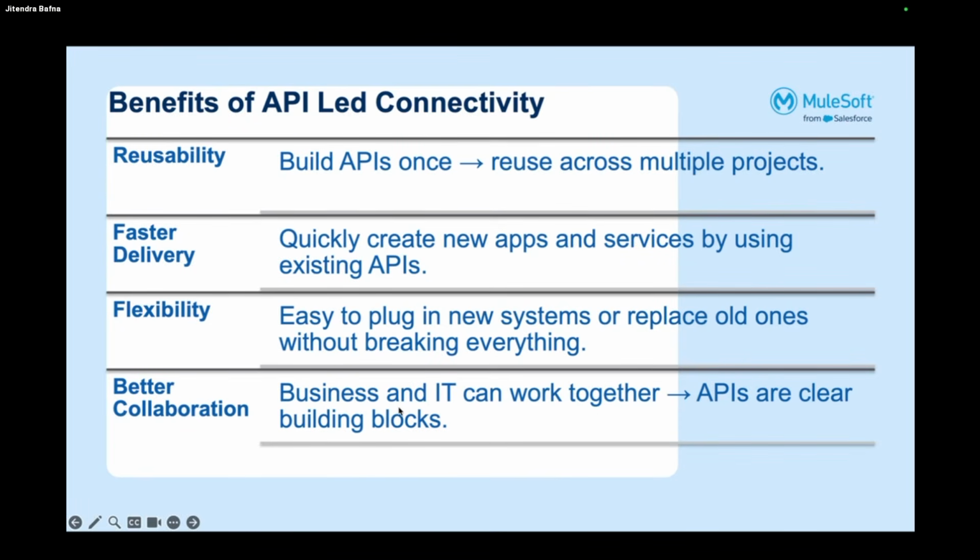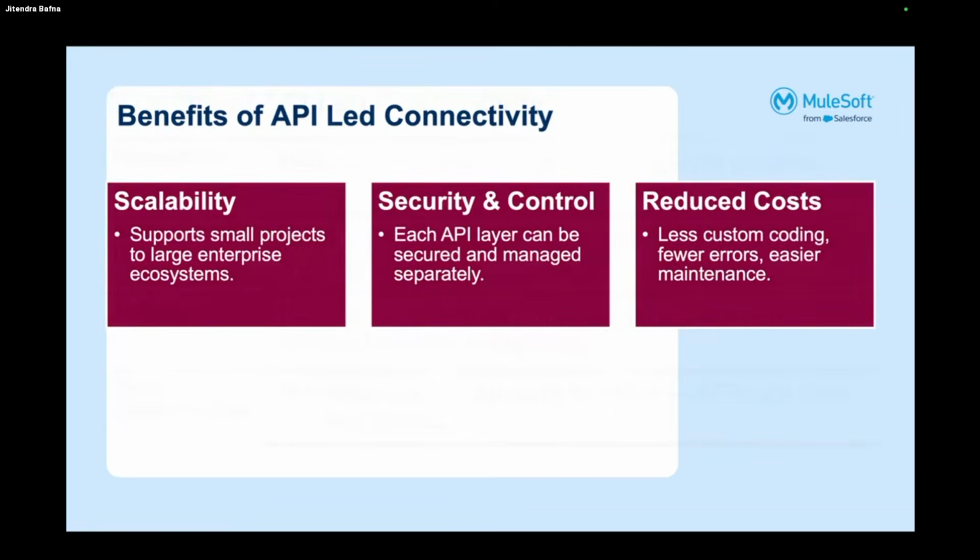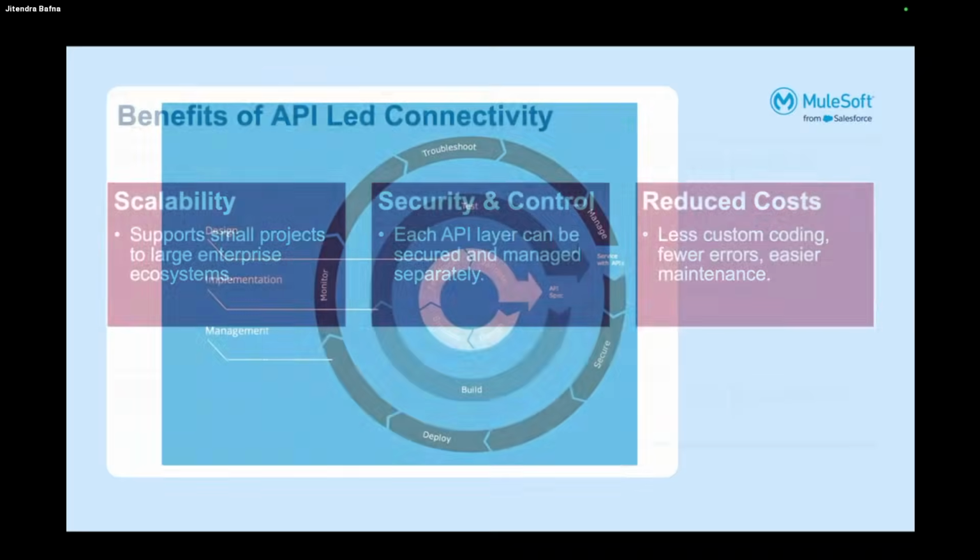Better collaboration: business and IT can work together. APIs are clear building blocks. Once you publish the API, business can go to the Anypoint Exchange and check whether this kind of API is already available within our organization or not, right? So this kind of flexibility it is giving. I already talked about the benefits of API-led connectivity, so I'll just skip this.